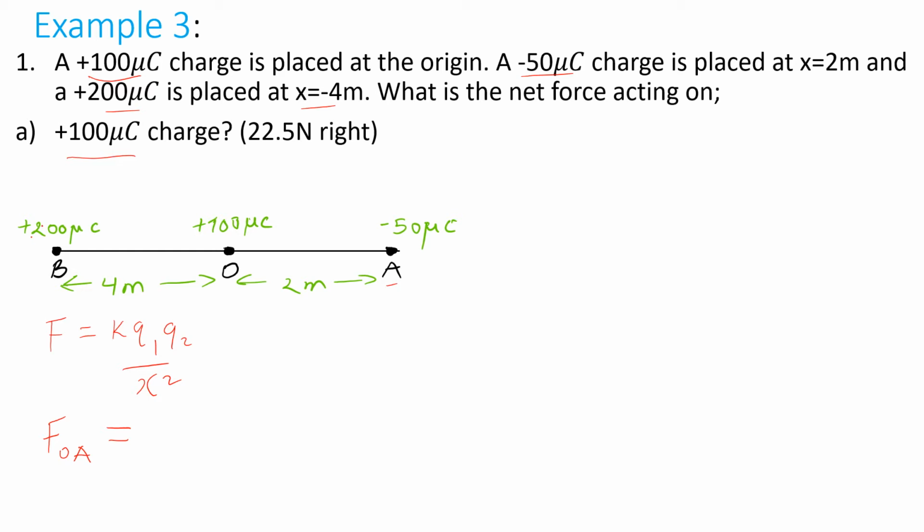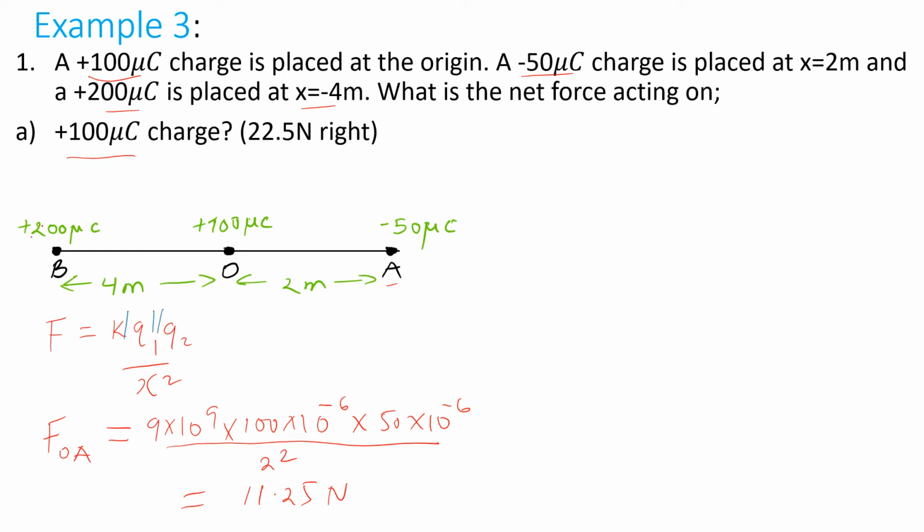In this case, we are pretending that the 200 microcoulomb charge doesn't exist. So force on O due to A, using the formula that we have, you're going to feed in 9 times 10 to the power 9 times Q1, which is 100 times 10 to the power negative 6, times Q2 due to A, so that's 50 times 10 to the power negative 6, divided by the distance, which is 2, squared. This is going to give you 11.25 newtons. Remember that the 50 is negative, but in this formula we deal with magnitude of charges, so we ignore the negative sign.